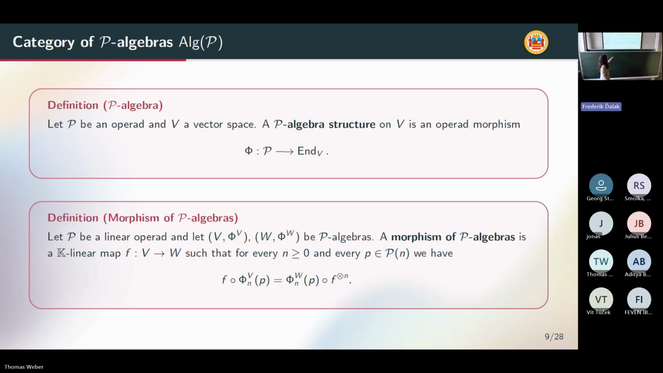And P algebras with morphisms of P algebras form a category, the category of P algebras. This is my notation for this category. And it will be very important in the following because the theorems we will state are isomorphism theorems of categories, and this category will be crucial in the following. So keep it in mind.